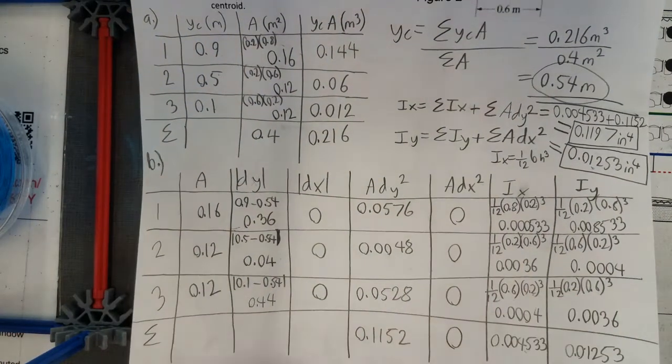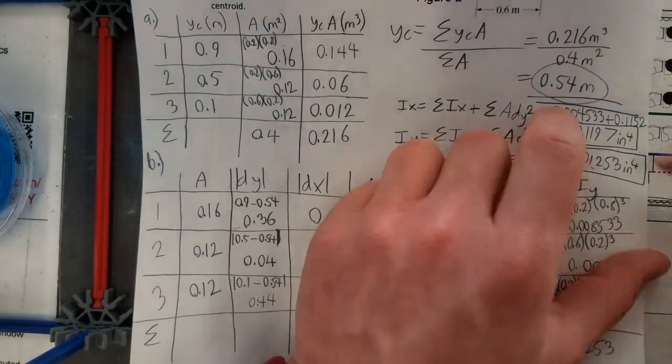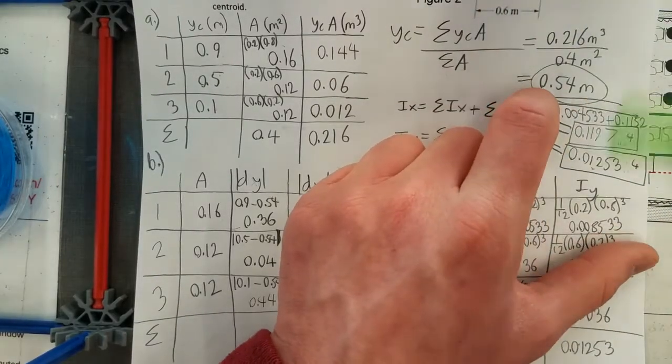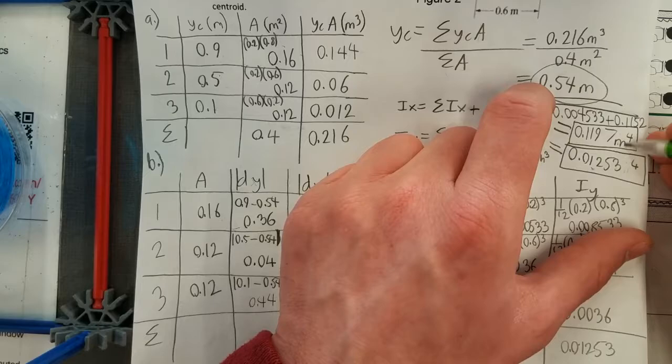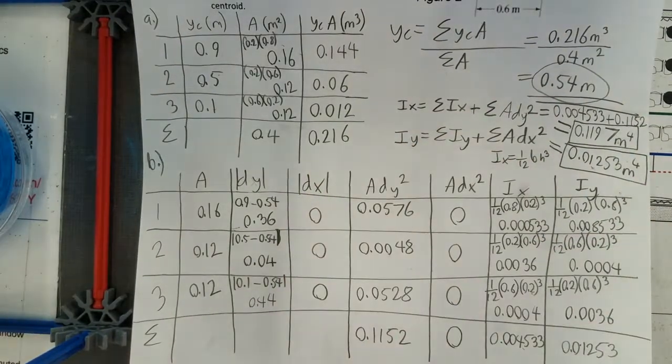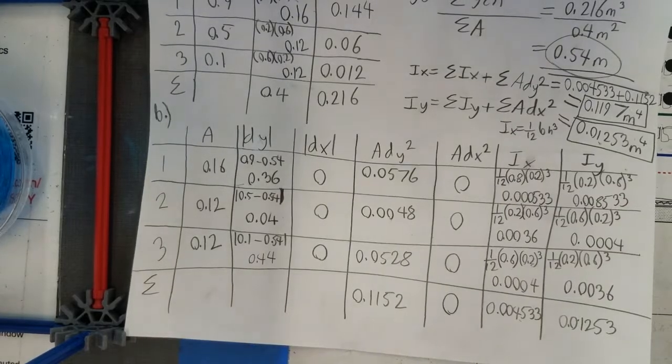So does anybody have any questions about that? Shouldn't it be meters to the fourth? Oh, wait. Yeah, you were right. It is meters to the fourth because they gave us all in meters. Yeah. So meters to the fourth. Yeah, my bad. Thank you. Any other questions or anything about this?